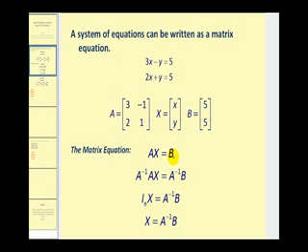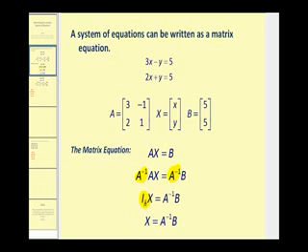So if we use what we know about matrices to solve this equation for X, this gives us a new way to solve a system of equations. So the next step is going to be to find the inverse of matrix A and then multiply both sides of the equation by that inverse matrix. Now remember, if we multiply A inverse times A, that will give us the identity matrix. Next, if we multiply the identity matrix times matrix X, remember that will give us just matrix X.